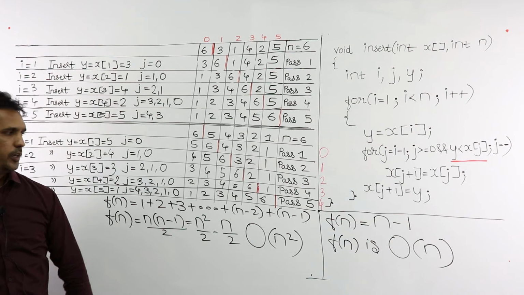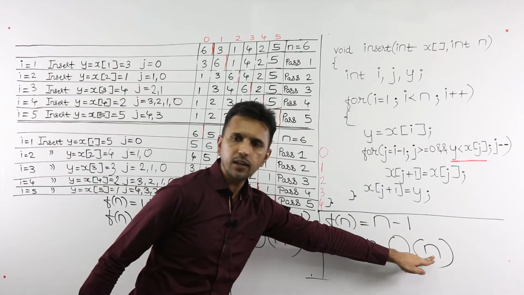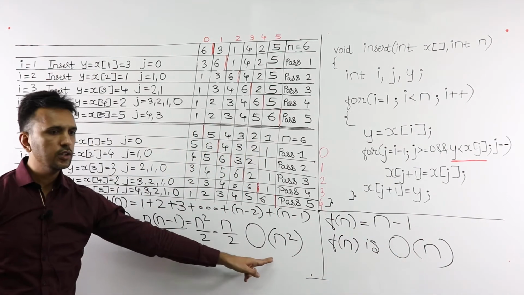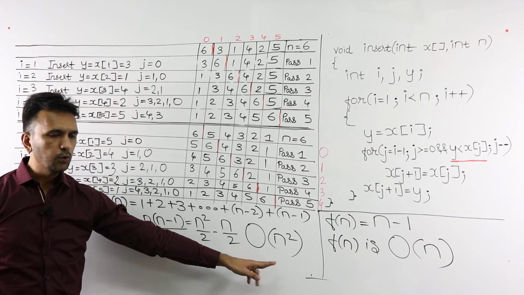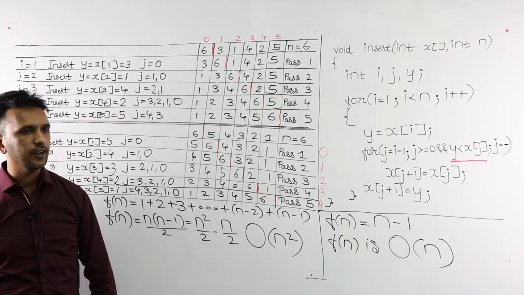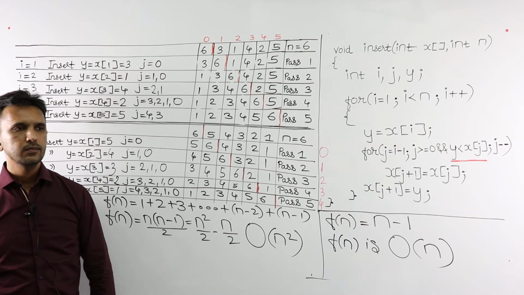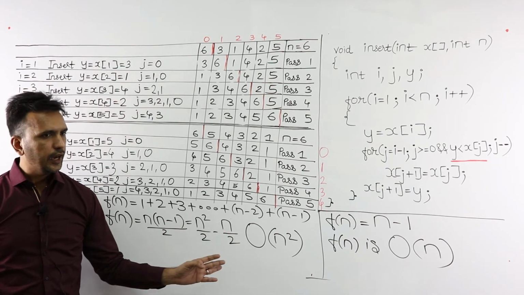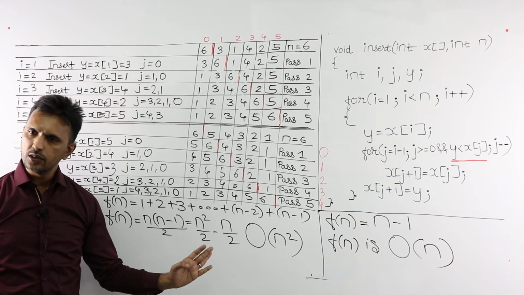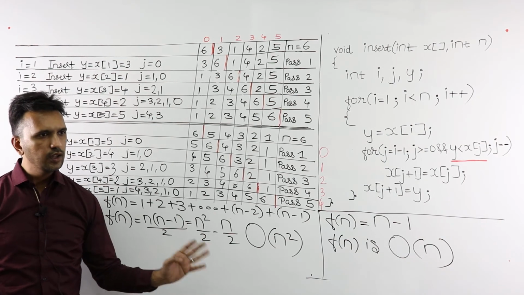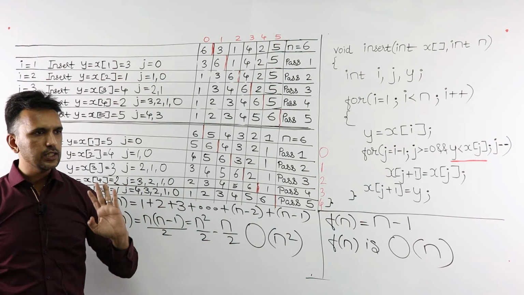Just answer a simple question. See, this is linear. What is this? Quadratic. Who will take more time, linear or quadratic? Quadratic, because this is worst case. Do you understand that? Any doubts in this? Okay, so efficiency analysis is done.